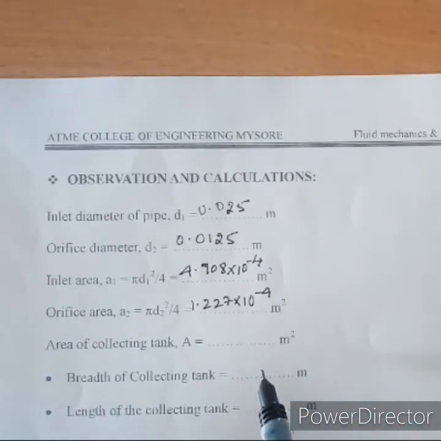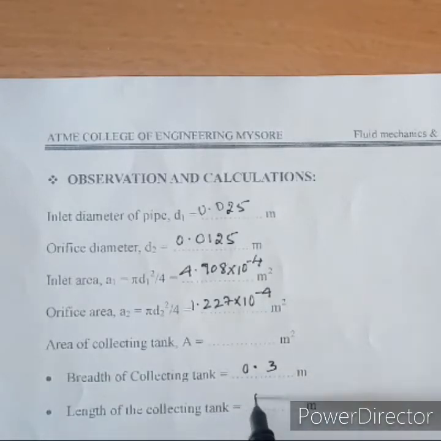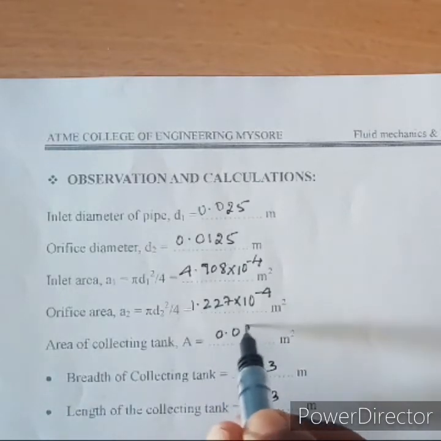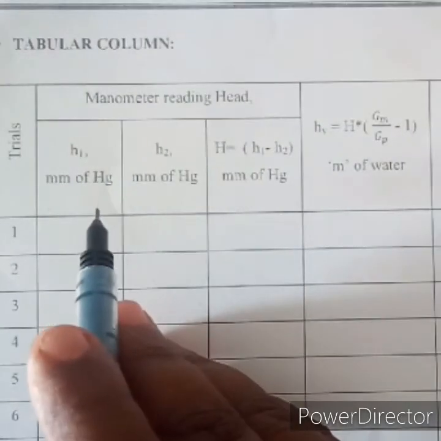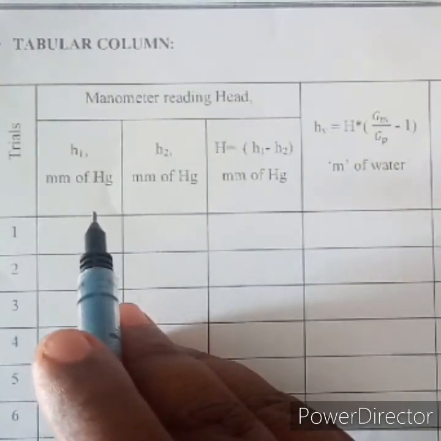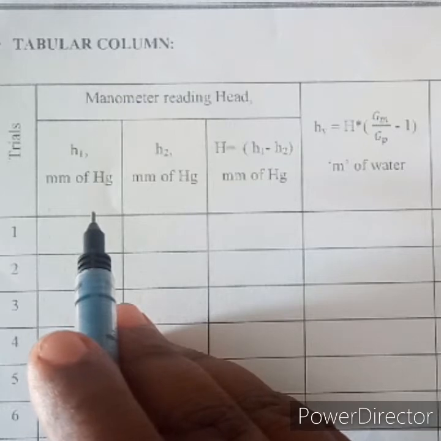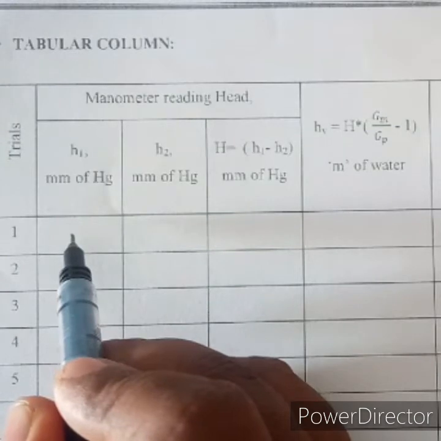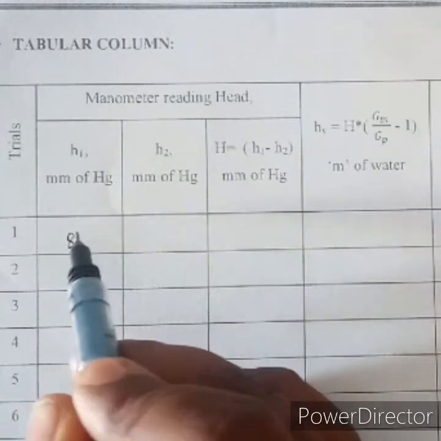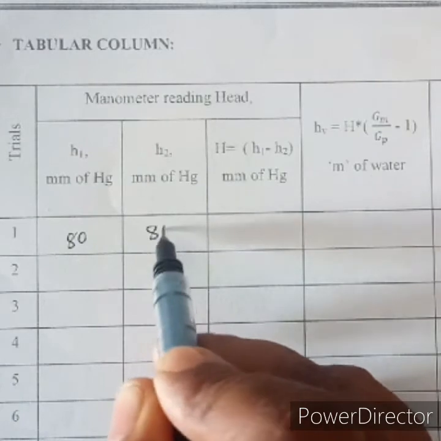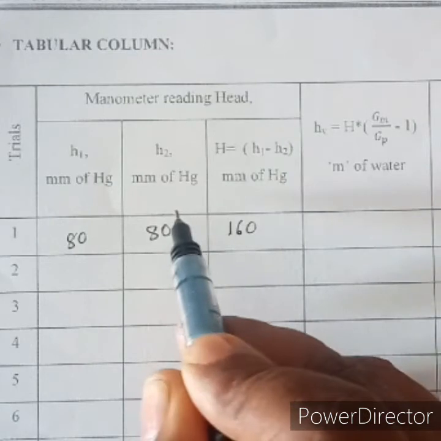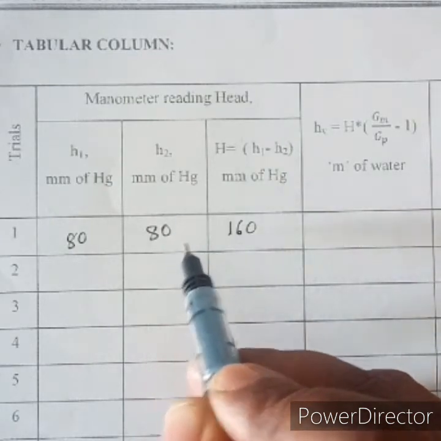Measure the breadth and the length of the collecting tank, which are taken as 0.3 meters and 0.3 meters. Therefore, the area of the collecting tank will be 0.09 m². To calculate the theoretical discharge in an Orificemeter, we require the orifice head, which is taken as HV. The mercury level with respect to the left limb and right limb is 80 mm of mercury and 80 mm of mercury. Therefore, the total head will be 160 mm, since the left limb is below the negative scale.